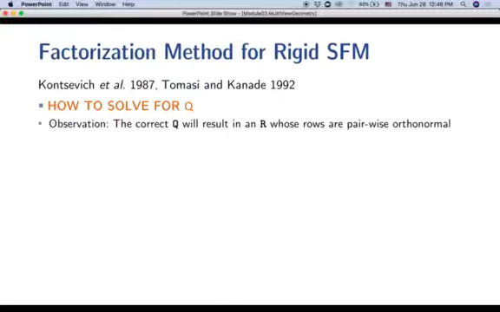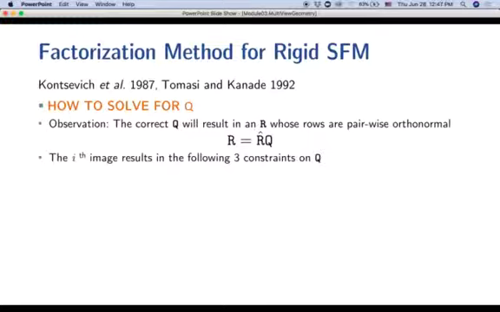Now you give me a Q, I say, oh, this is not a good Q. This doesn't make it orthonormal. Now you give me another Q, I'll say, oh, no, this doesn't work. Now I can try to find the correct Q because I have a criterion for the correct Q. So let me write that. The observation is that I want the Q such that R hat Q will result in an R which has this orthonormality property on pairwise rows.